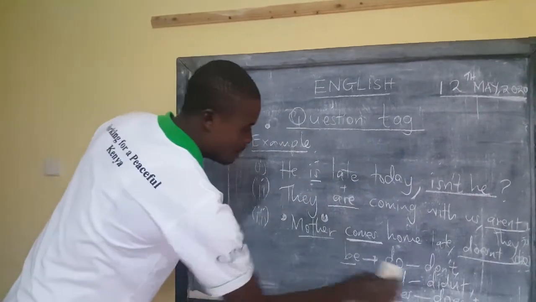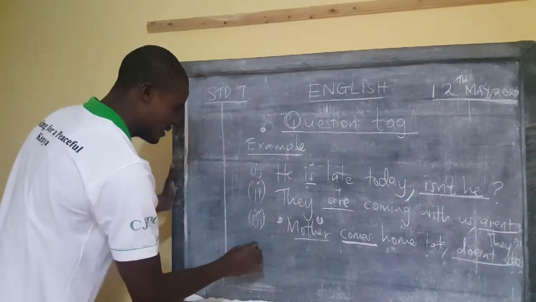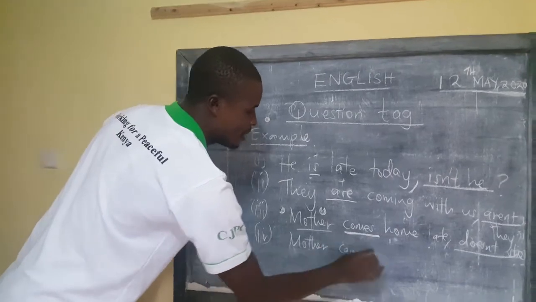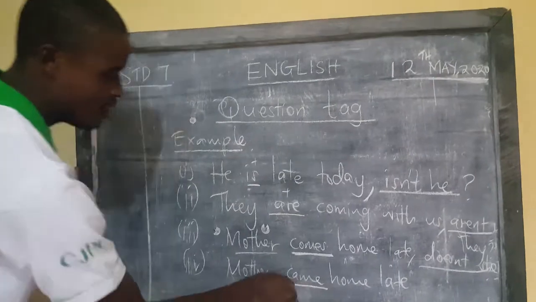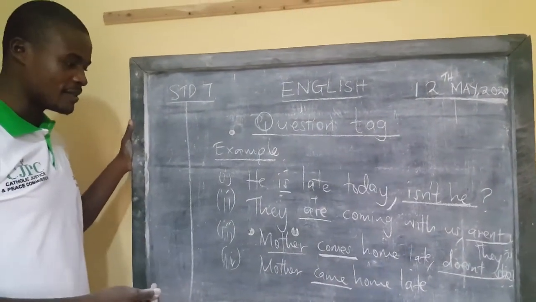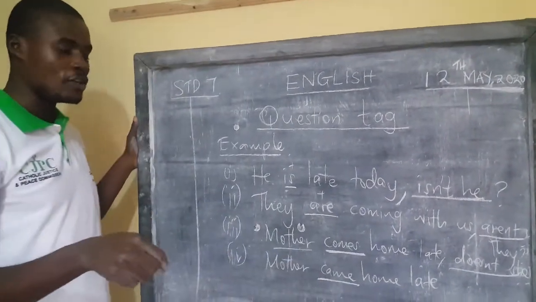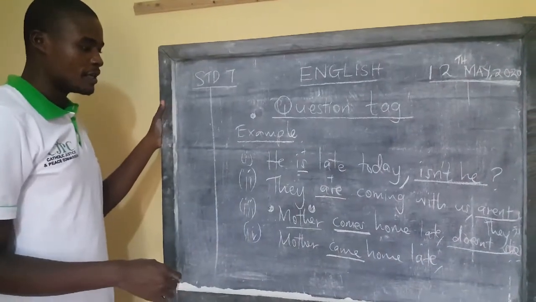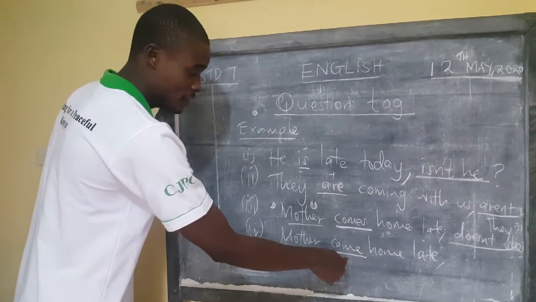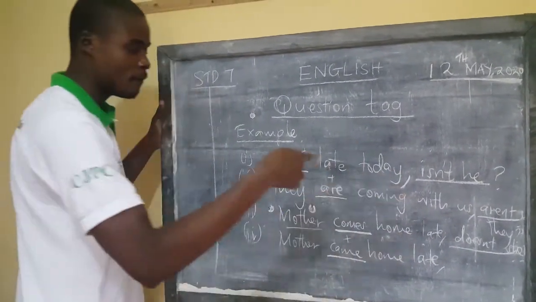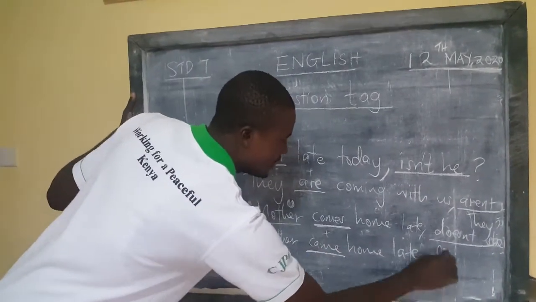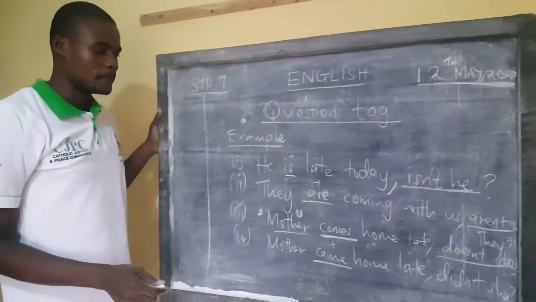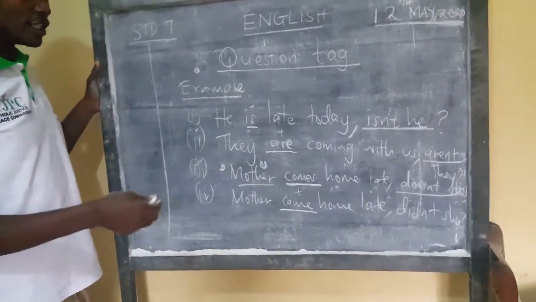Let me give another sentence that will now come to be did. In case we talk about a past tense, like the one we have done, but in the past: mother came home late. We are seeing that sentence is in the past. There's no helping verb, but it's in the past. So we're going to use the same formula, using the verb to do, but in the past, which here is didn't. Because we can't say did she, because it is in the positive. So we use the correct form of the verb in the negative. So we'll say didn't she. Mother came home late, didn't she? That is our question tag.